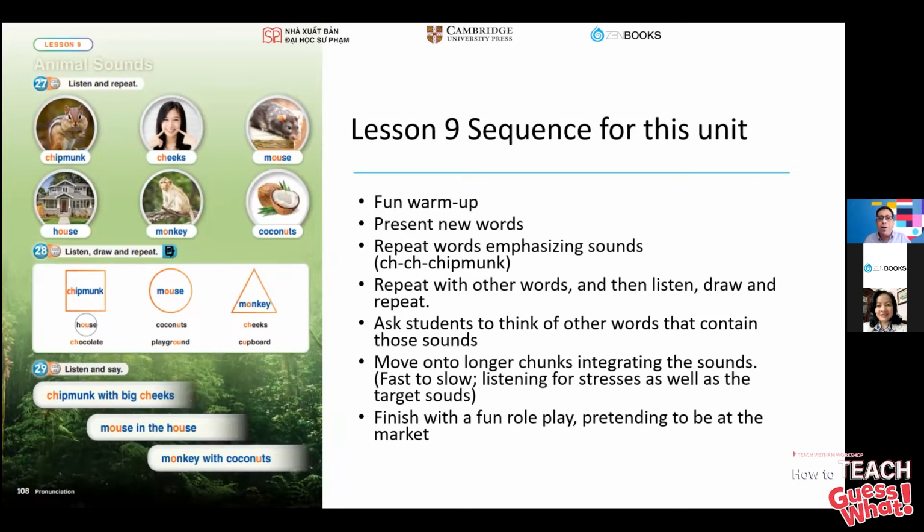And then we move on to longer chunks, integrating the sounds. We can start slow, chipmunks with big cheeks, and get faster and faster, chipmunks with big cheeks, mouse in the house, mouse in the house. And then with the book closed, it actually asks us to finish with a fun role play, pretending to be at the market.